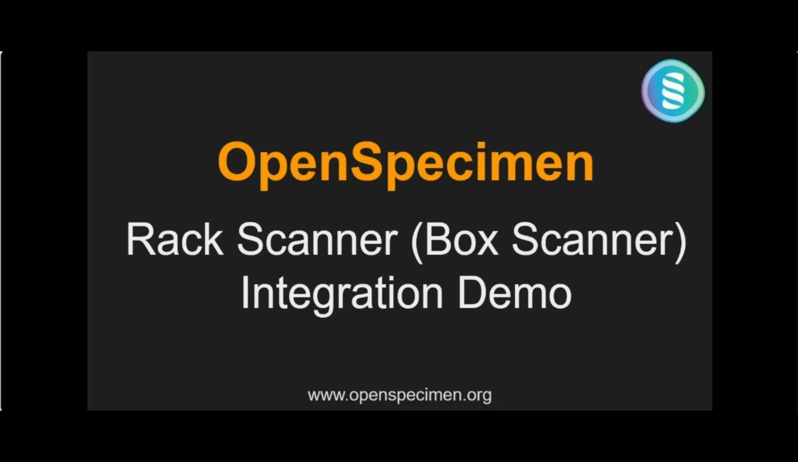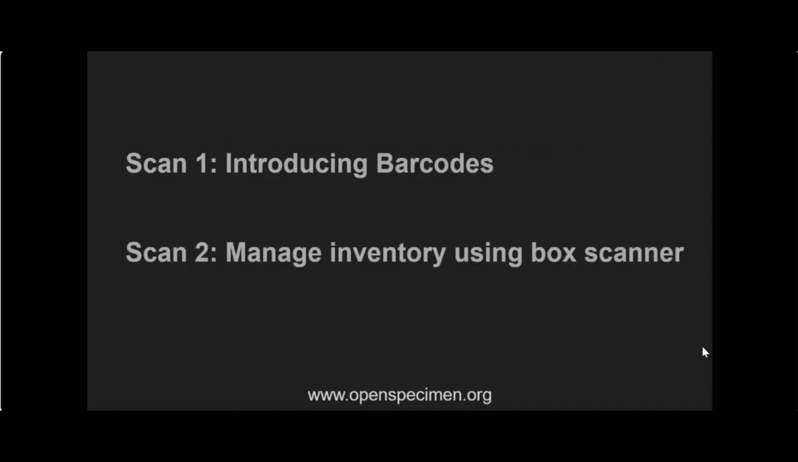Hello everyone. Today we will see how the open specimen and rack scanner integration can save a lot of time during your regular inventory management. In the previous video we have seen that open specimen provides a feature called scan 1, which introduces the pre-barcoded tubes to open specimen, and in this video we will be seeing scan 2, which will be used for managing inventory using the box scanner.